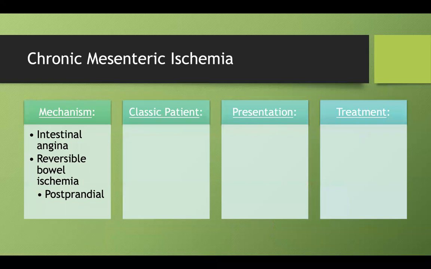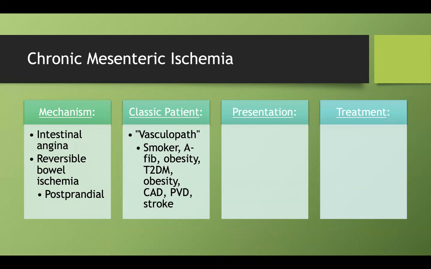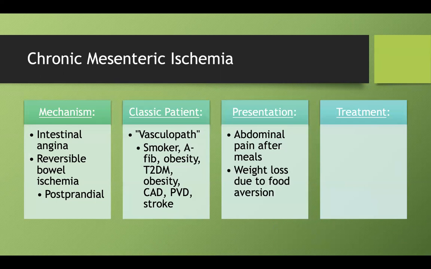The classic patient is the exact same patient you'll see in acute mesenteric ischemia. That's your vasculopath who has all the same risk factors. The presentation of this one is that you're going to see somebody who has abdominal pain after meals, like we discussed. You also might see somebody who has significant weight loss. And if you probe as to why they've been losing weight, they'll tell you that they just haven't been eating as much because it's too painful. You treat this with angioplasty, where you can put a stent in and open up that area that had that plaque to avoid these symptoms.